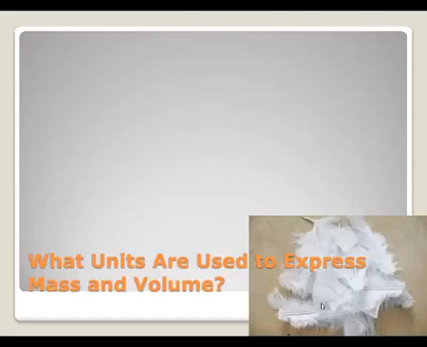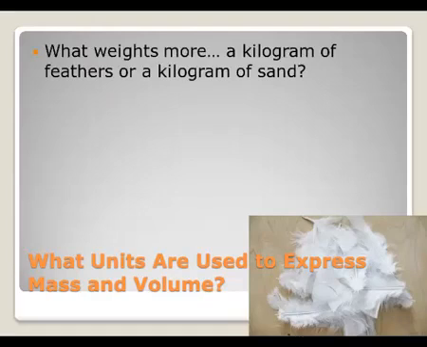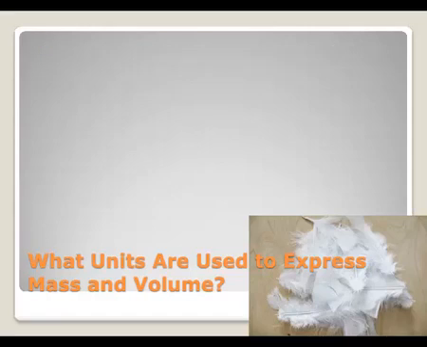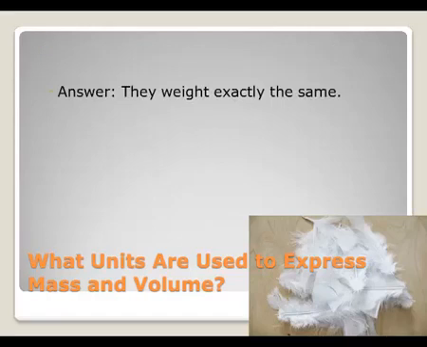So what units are used to express mass and volume? What weighs more? A kilogram of feathers or a kilogram of sand? The answer, they weigh exactly the same. 1 kilogram of feathers equals 1 kilogram of sand. They may not occupy the same space, but 1 kilogram of feathers still equals 1 kilogram of sand.